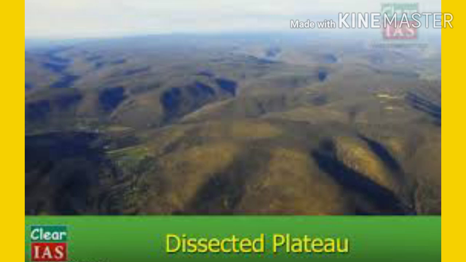The second reason is deserted relief. Uneven surface is not suitable for the construction of roadways, and laying down a railway line is a costly affair in these areas. This type of relief is more common in the northeastern parts of India. Such areas can easily be travelled by airways.